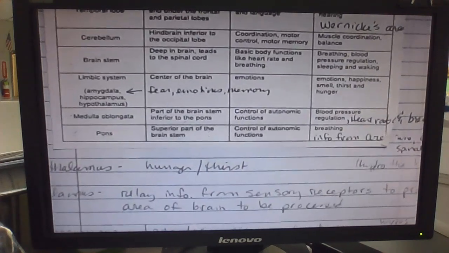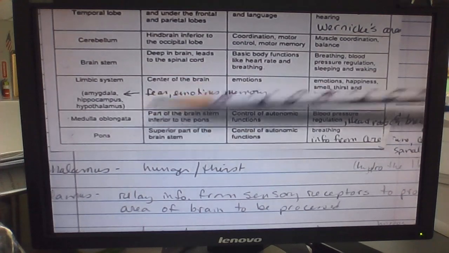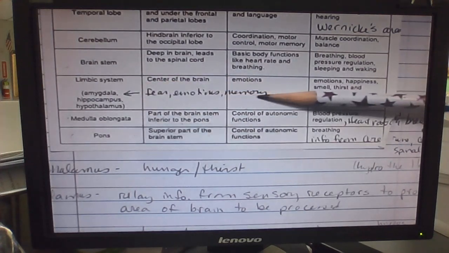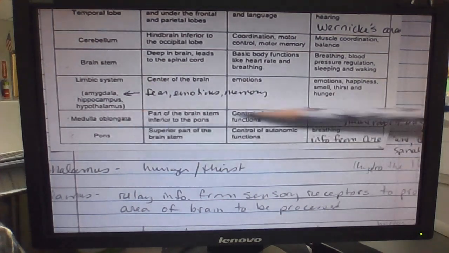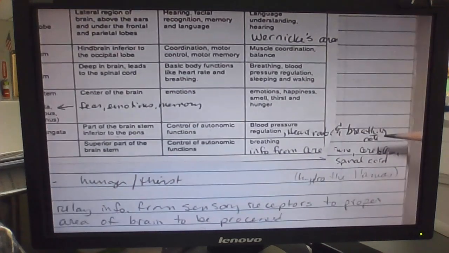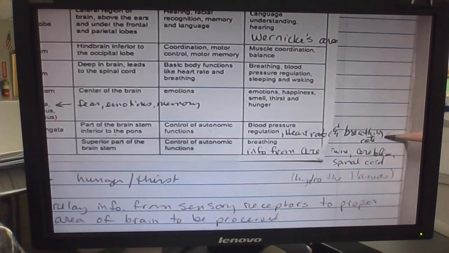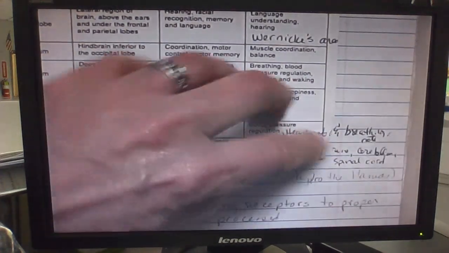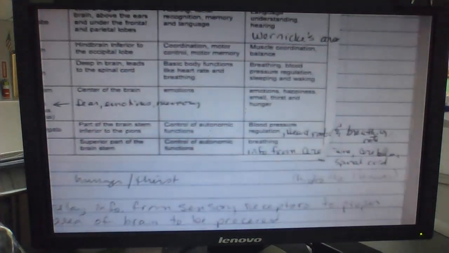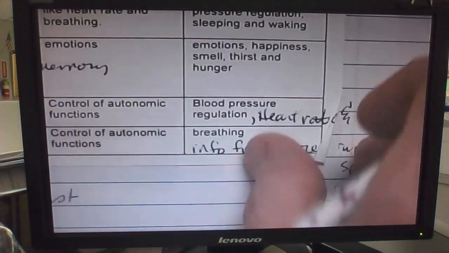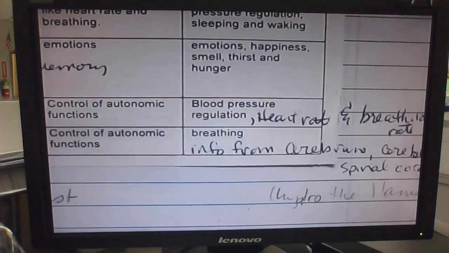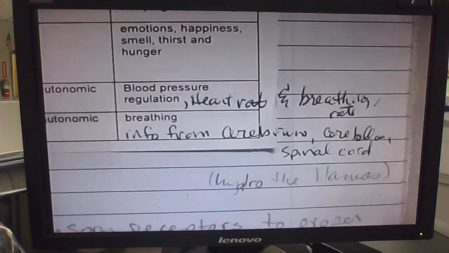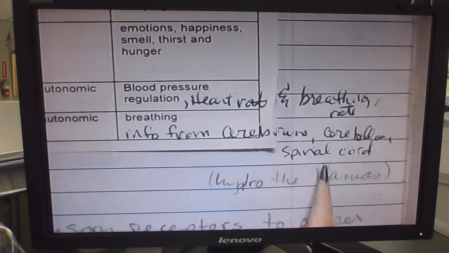Limbic system, lots of emotions involved here. The amygdala: fear, emotions, memory are associated with the amygdala. Medulla oblongata: blood pressure regulation, heart rate, breathing rate. Pons: breathing, information from the cerebrum, cerebellum, and spinal cord. You can probably put it in a better place than what I did.